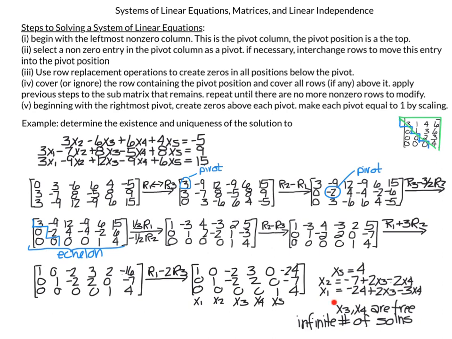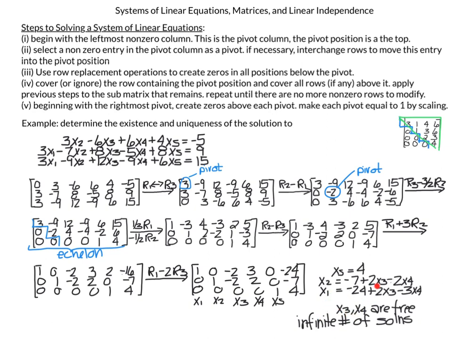What I have is x3 and x4 are free parameters, and I have x1, x2, and x5. Well, x5 is fixed at 4, and x1 and x2 are solved in terms of x3 and x4, which are parameters. And so there are an infinite number of solutions, because for every set of values you choose for x3 and x4, you're going to get a new set of solutions.